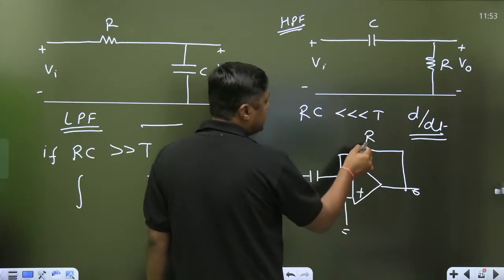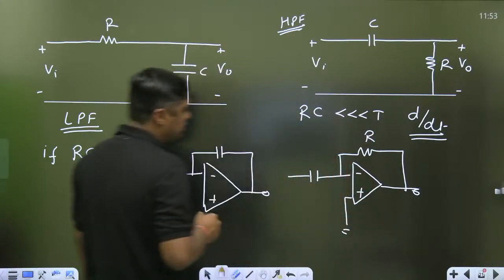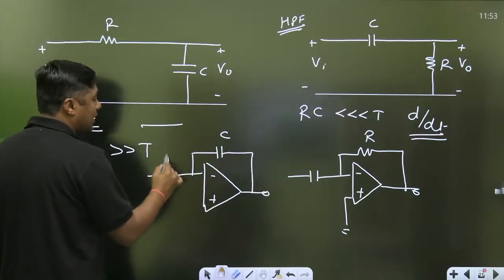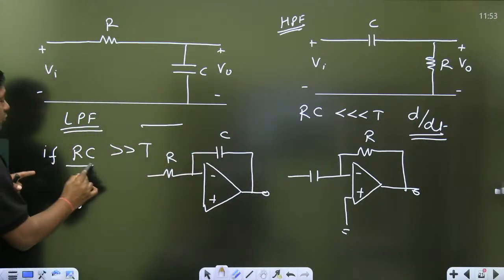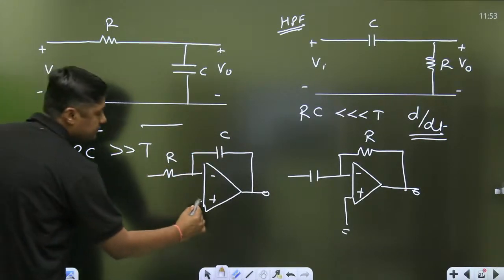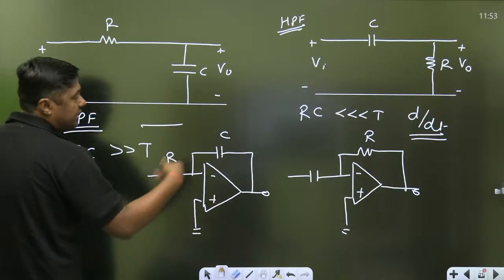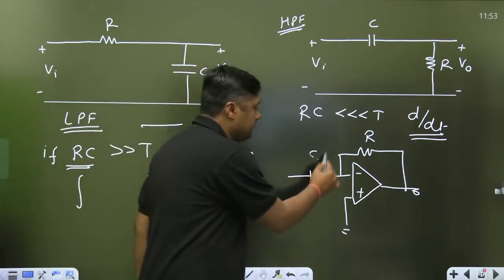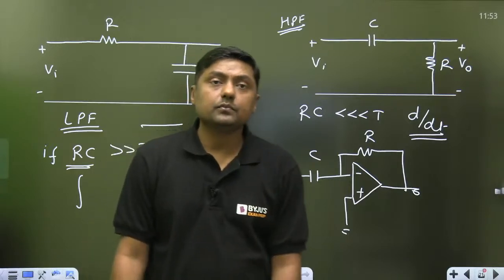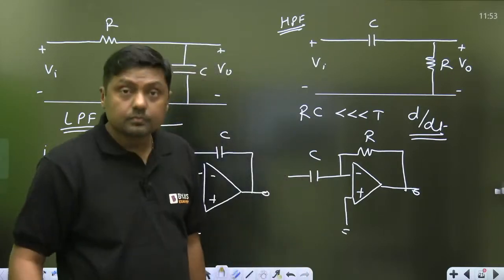This is the resistor divider circuit because we want to reduce the value of resistor. Here we want to increase the value of the capacitor so that we can get the high time constant, RC. This is called integrator, and that is called what? Differentiator. Okay?